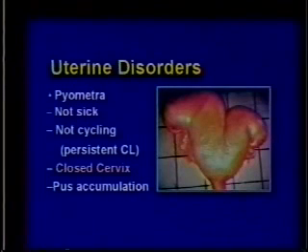There's one special type of uterine disorder, and that is pyometra. A little bit later, after parturition, when the cervix closes and the animal starts to cycle again, it is possible for the infection to be trapped in the uterus, and we now are dealing with a pyometra. Quite different from pyometra in other species, specifically the dog. The cow is not sick with a pyometra, and she's also not cycling.